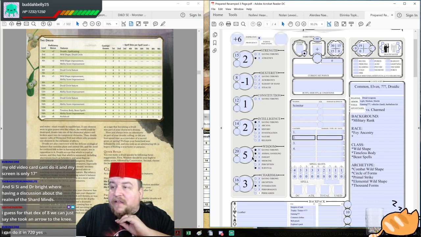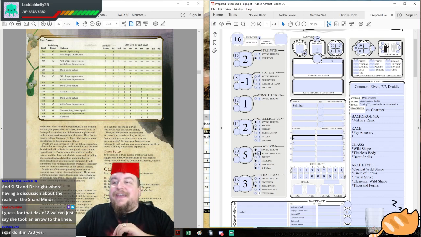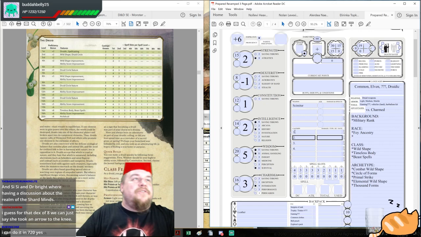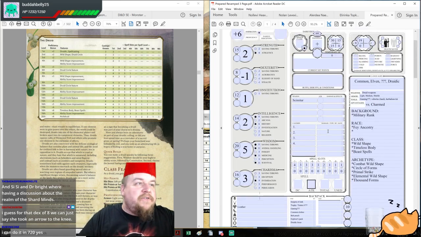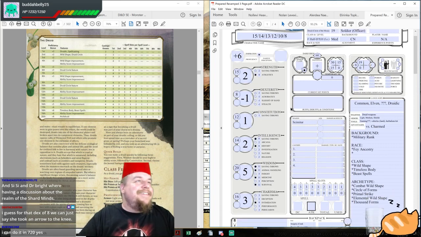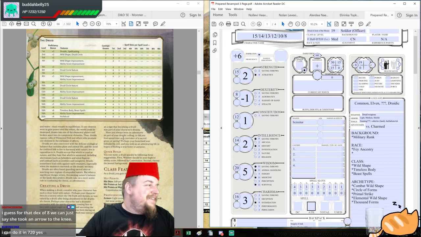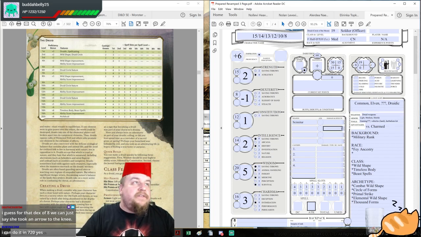Death count, I guess for that dex of 8, we can just say she took an arrow to the knee. Yeah, it's an old war wound. She got it back when she was 12. And she hasn't quite recovered. All right. We have a few more things left, and she's good.